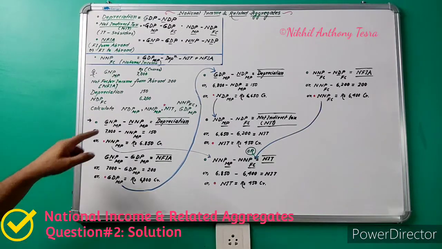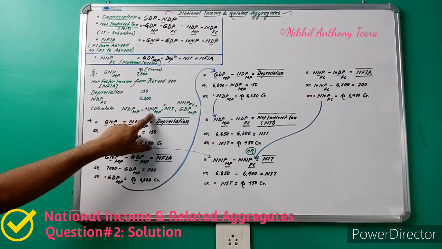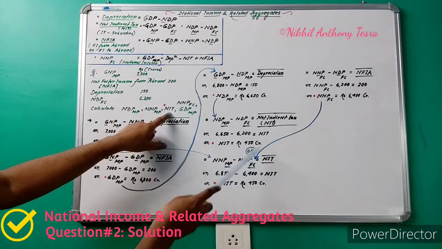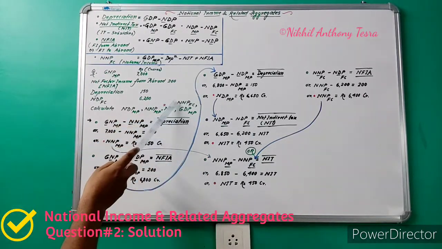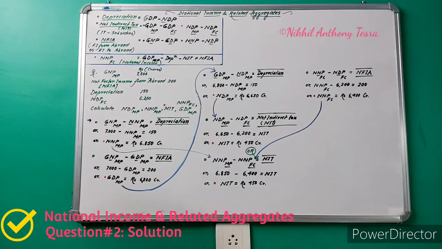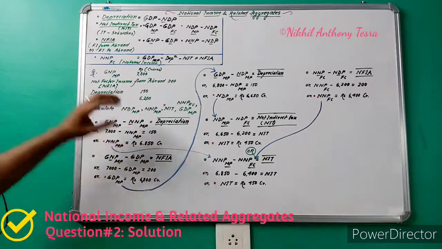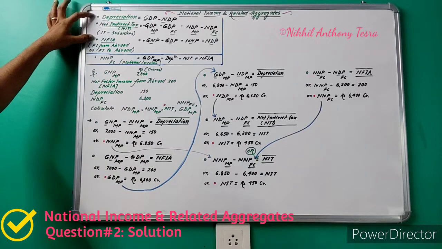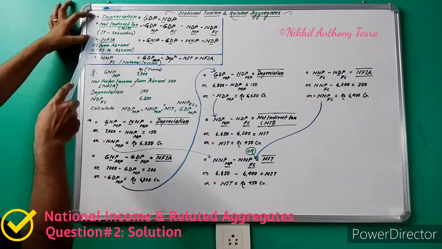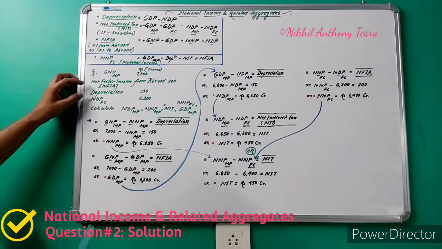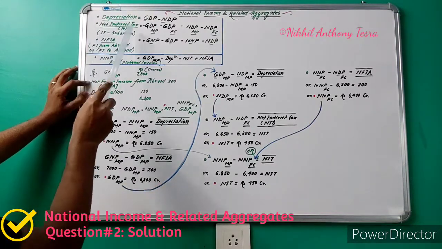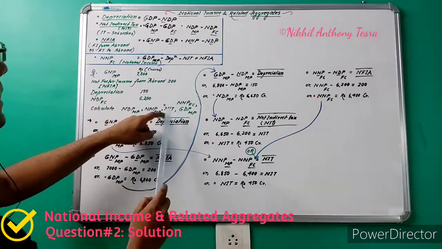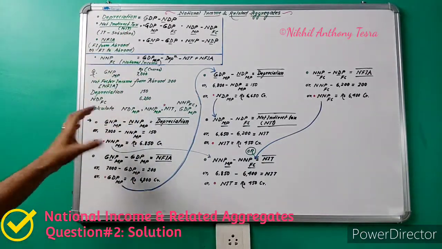Now you need to calculate what? NDPmp, NNPmp, net indirect tax. Net indirect tax is very important. You need to calculate NIT, you need to calculate NNPFC, you need to calculate GDPmp. Okay friends, kindly note, in our three formulas, depreciation and NFI are given. Net indirect tax is not given. You need to calculate net indirect tax. Okay friends, so let's start.